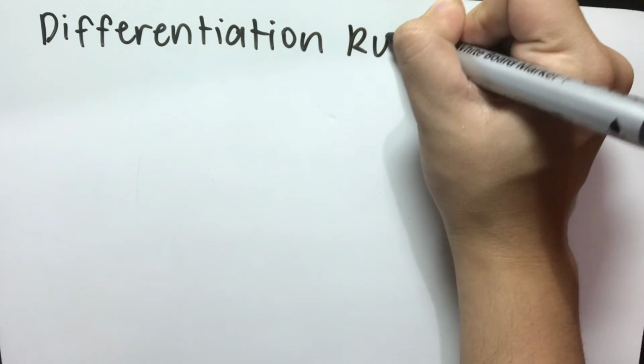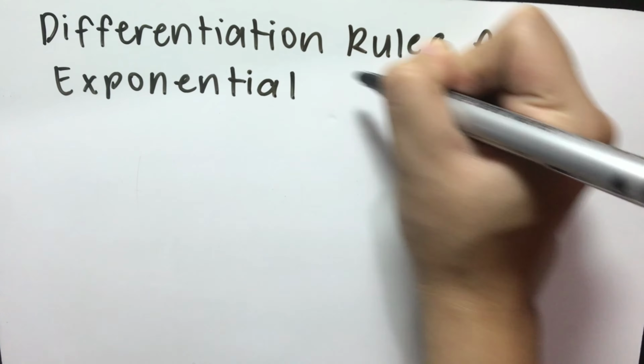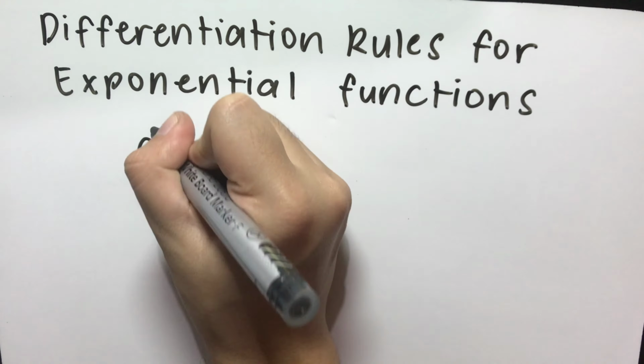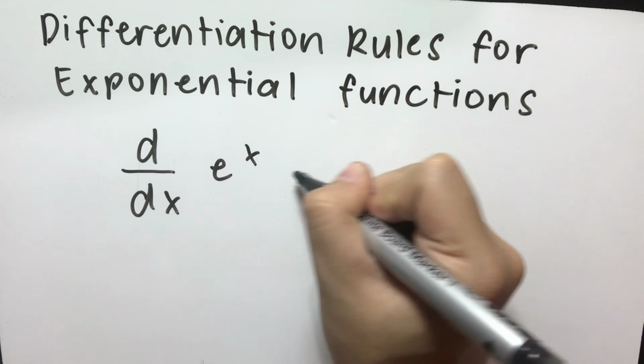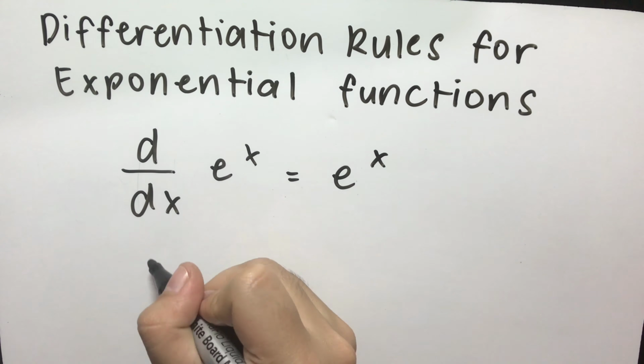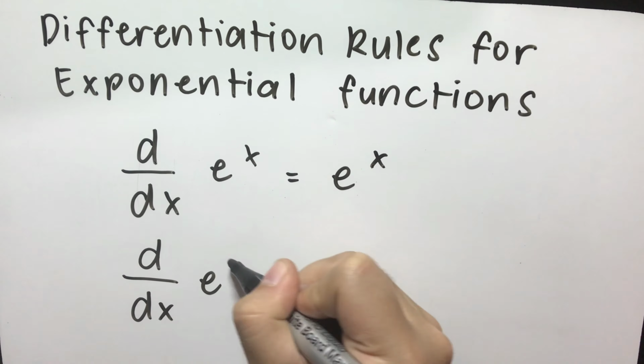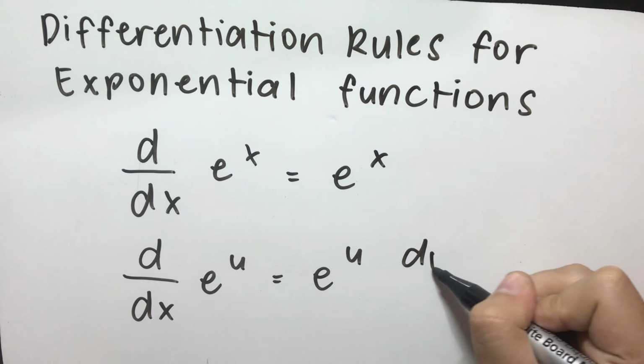Differentiation rules for exponential functions are the following. The derivative of e raised to x is equal to e raised to x, and the derivative of e raised to u is equal to e raised to u times du over dx.